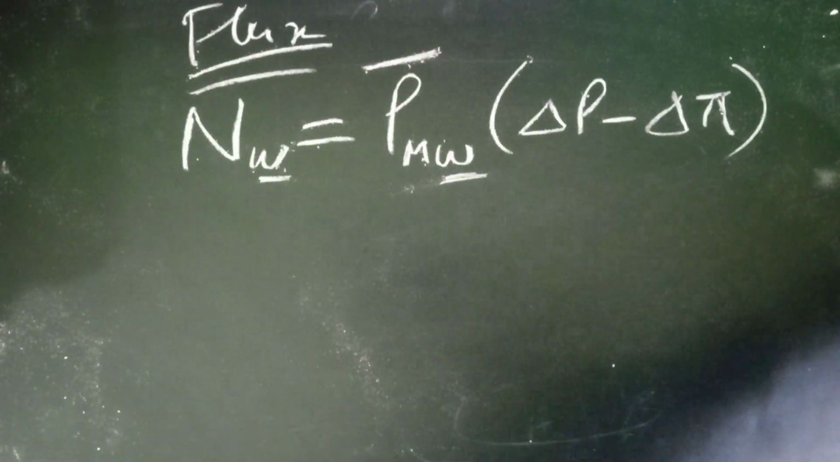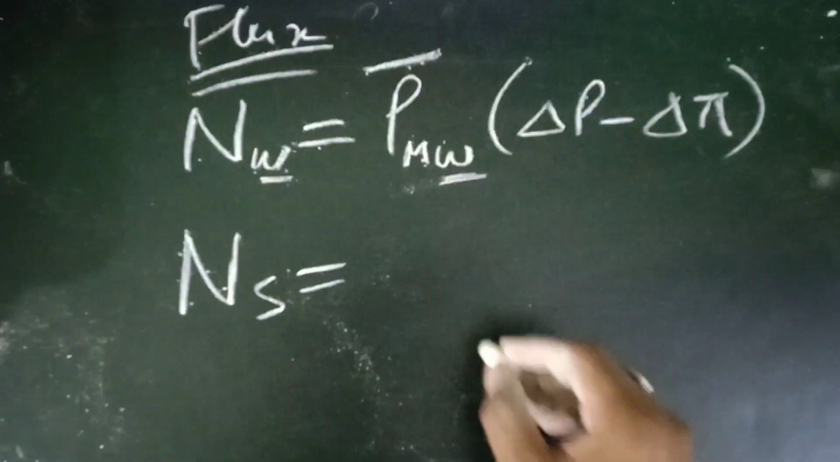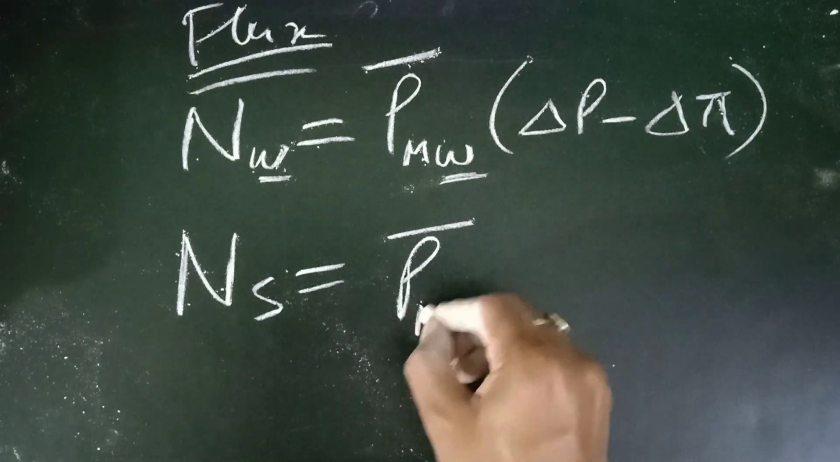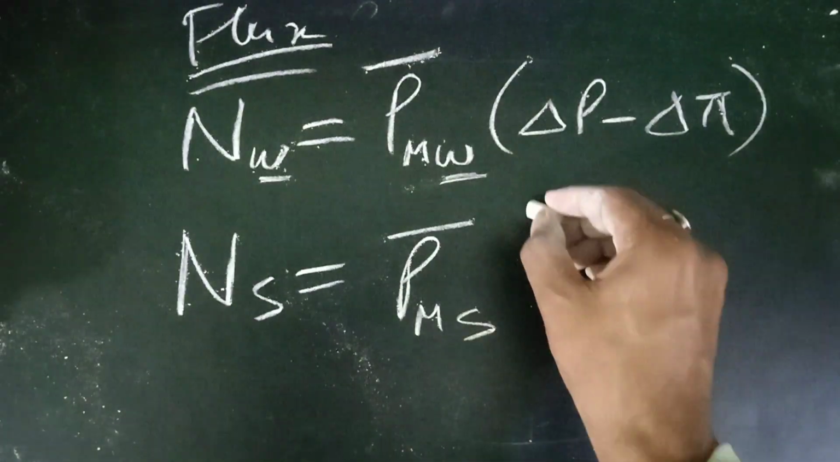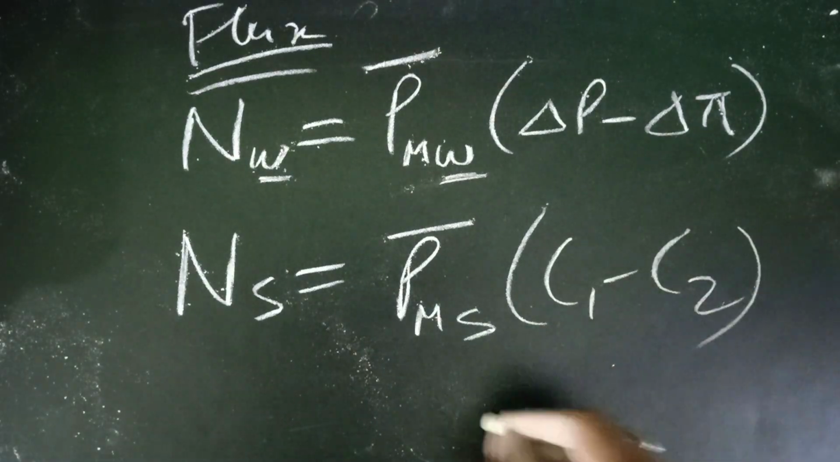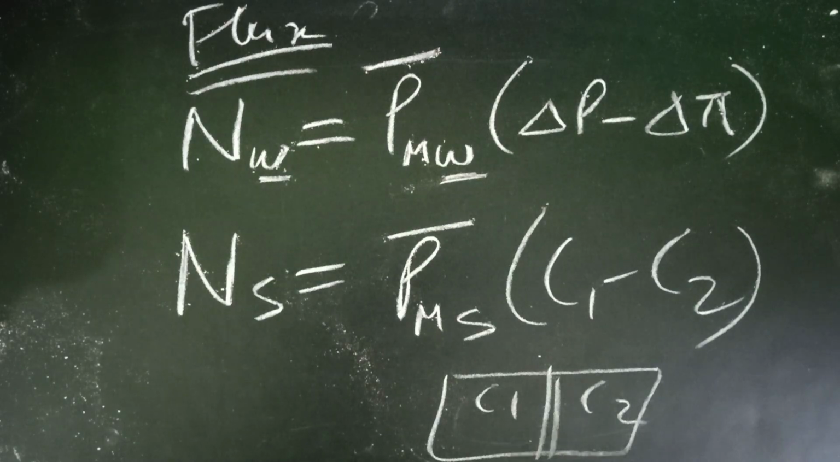Next we have the flux of solute. Solute flux is permeability times, again, the permeance of solute, and this time the driving difference would be the concentration itself, because we know the concentrations C1 and C2 here.